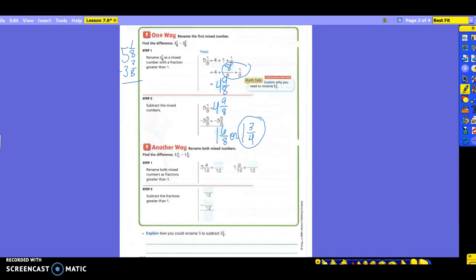Okay, so let's look at the difference we're looking at. 3 4/12 minus 1 6/12. They want us to rename both of the numbers as fractions greater than 1. Okay, this is the way that Fred just talked to you about here. So how do I get this to be in 12s? What did he just explain to us a few minutes ago? How do I take this and turn it into a fraction greater than 1? Cheyenne, what do you do?